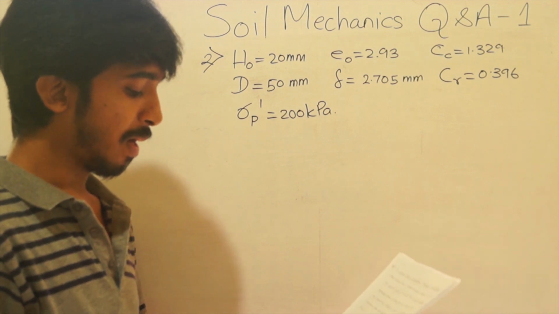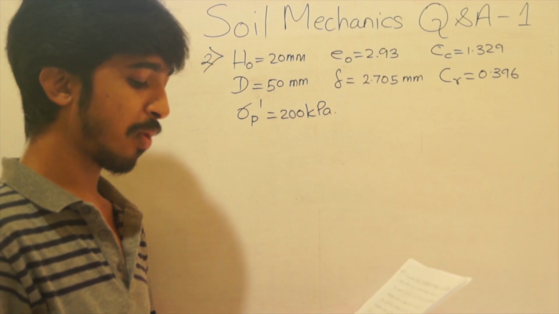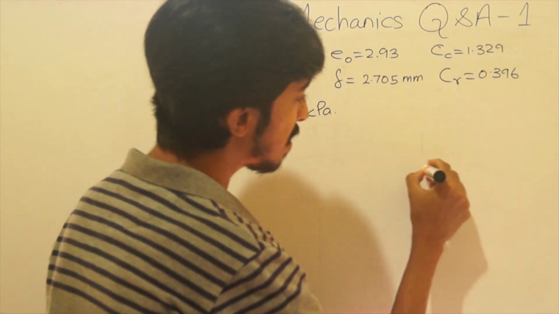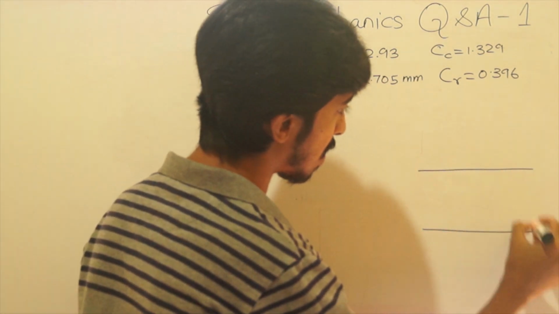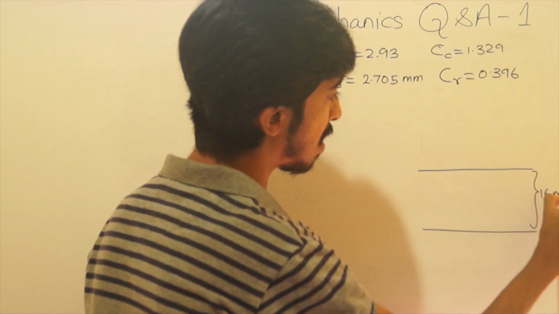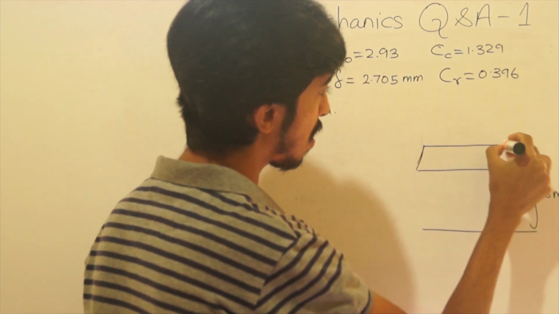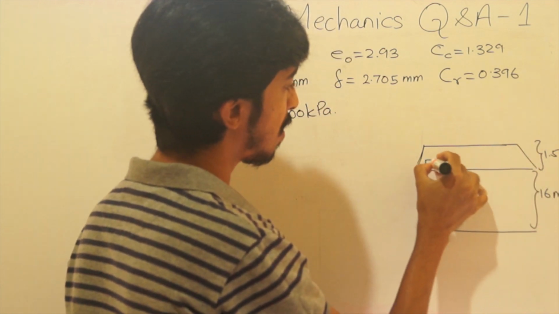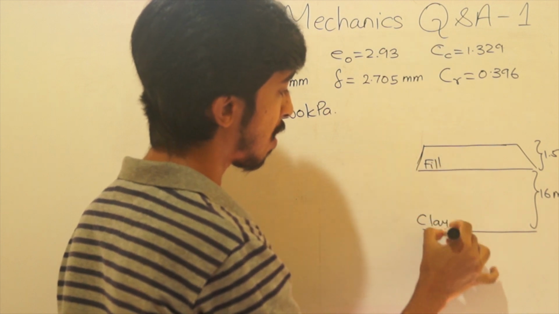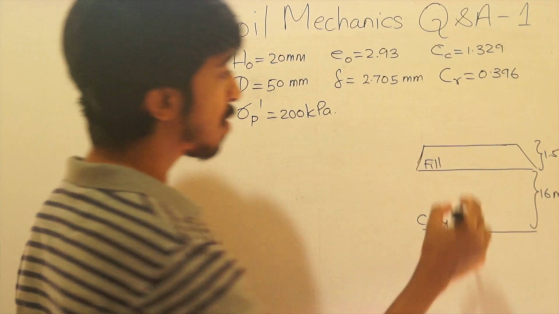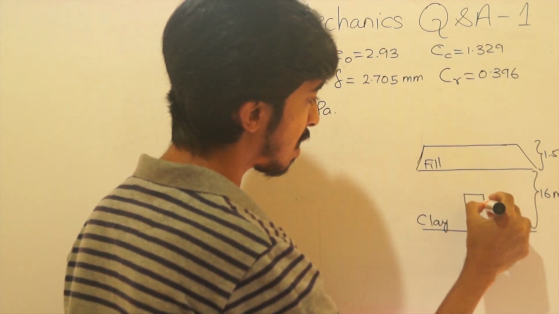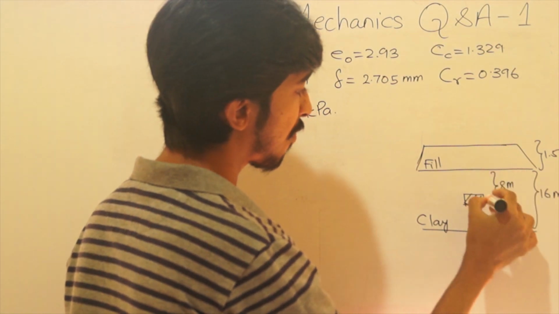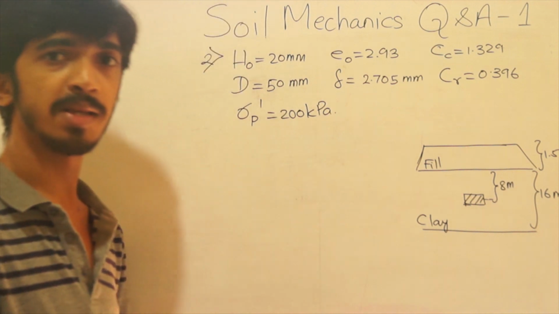So in the field, the 16 meter thick layer is subject to a 1.5 meter surcharge fill. So they have obtained this from a 16 meter clay layer. So the clay layer is 16 meter and the fill is 1.5 meter. So this is the fill and this would be the clay layer. They have taken the sample at a depth of 8 meters, exactly at the center. From the top of the layer to the center of the sample, it is 8 meters.